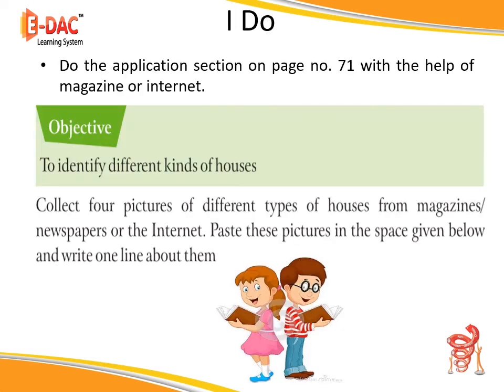Here we have an I do activity. So you have to do the application section on page number 71 with the help of a magazine or internet. To identify different kinds of houses, collect 4 pictures of different types of houses from magazine, newspaper or the internet. Paste these pictures in the space given below and write one line about them.